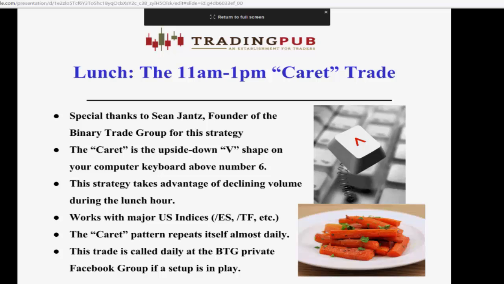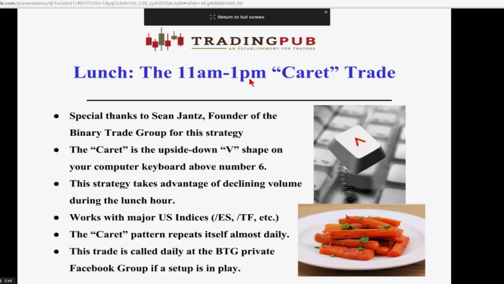The Caret trade. I'm going to thank Sean Jantz with the Binary Trade Group for this particular trade. And this is one that's done between 11 a.m. and 1 p.m. on the S&P 500, and basically what he observed is, in the morning when the market's open, there's a lot of volatility. There's a big push into the market, and a lot of the time, the S&P 500 or the Russell will just grind its way upward very, very nicely.